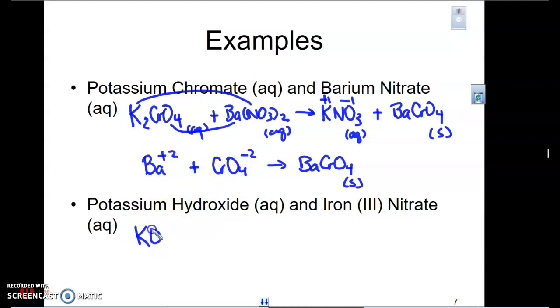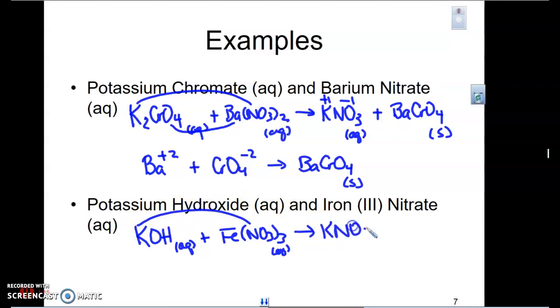Potassium hydroxide, K with a +1, hydroxide with a -1. Iron 3 nitrate. Double displacement reaction, K could go with the NO3, but we know again, so it's aqueous. And iron could go with hydroxide. Now remember, iron's a +3, hydroxide's a -1, so don't screw that up. We know from, I think it's the last rule there, that hydroxides tend to form precipitates. Actually, it's not the last rule, it's like 3 or 4th one down. Hydroxides do form precipitates, solids, and so iron hydroxide is going to be a solid.